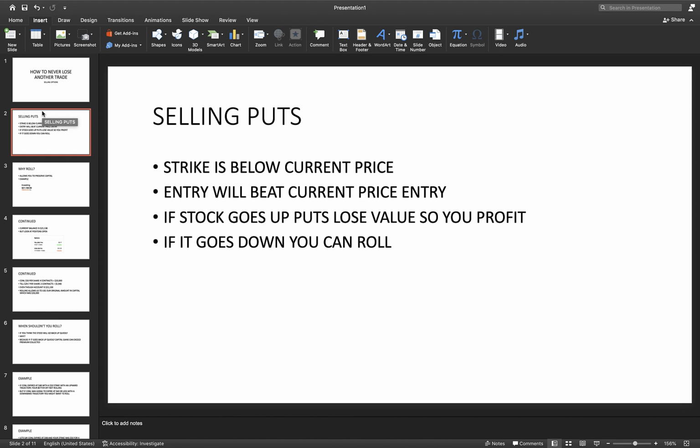So if we pull up any type of stock on a chart, whatever it might be, your buy-in is going to be lower than wherever it is when you enter and decide to sell a put. Now the benefit is if the stock goes up, the put loses value, so you profit. As an option seller, you profit when the put loses value. And if it goes down, you'll still get the premium and you'll have a better entry than if you just bought. Of course, if it goes down, you can roll.